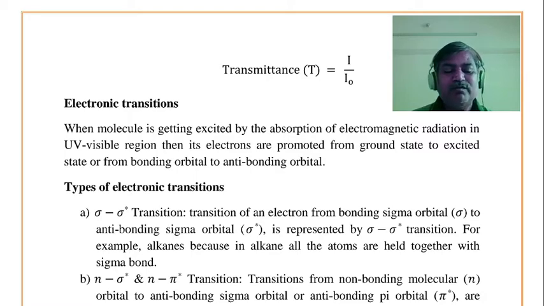Those compounds containing single bonds contain only sigma bonding molecular orbitals, sigma bonds. Those containing a double bonded system contain sigma bonds as well as pi bonds.